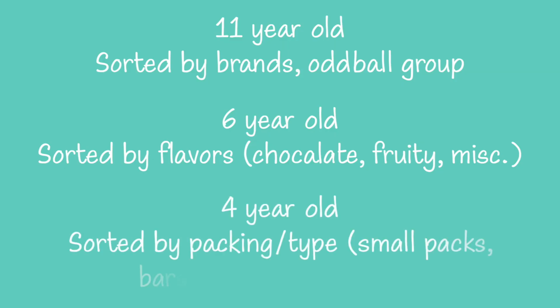And then my 4-year-old, almost 5-year-old, she had her older brother assist her, and these were her categories. So she had 40 small packs of candies, 32 bars, 10 pieces of hard candy, 11 pieces of chewy candy, and 22 in the miscellaneous category that wouldn't fit any of those.